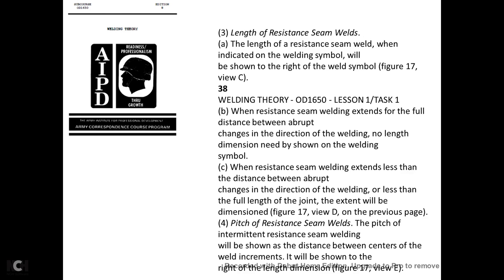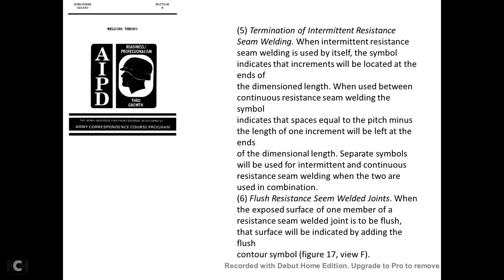4. Pitch of the resistance seam welds. The pitch of intermittent resistance seam welding will be shown as the distance between the centers of the welding increments and will be shown on the right of the length dimension. 5. Termination of intermittent seam welding. When intermittent resistance seam welding is used, the symbol indicates the increment will be located at the end of the dimension line. When used, the continuous resistance seam welding symbol indicates the space equal to pitch minus the length of the increment will be left at the ends of the dimension length.